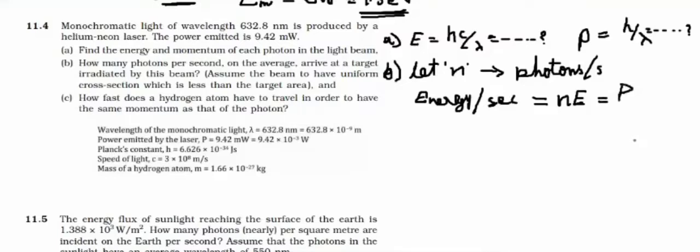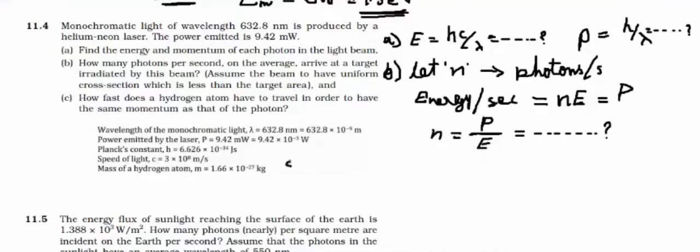Therefore, how can you calculate the number of photons per second? Number of photons per second, N, is equal to the power divided by the energy of each photon. So power and energy per photon you have calculated in part A. Power is given in the question so that we can find the answer.